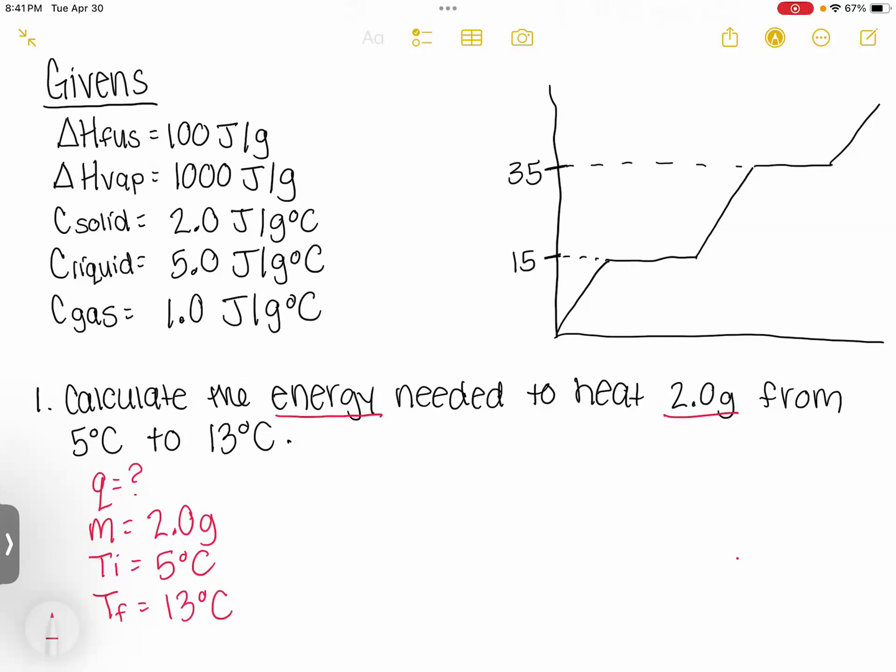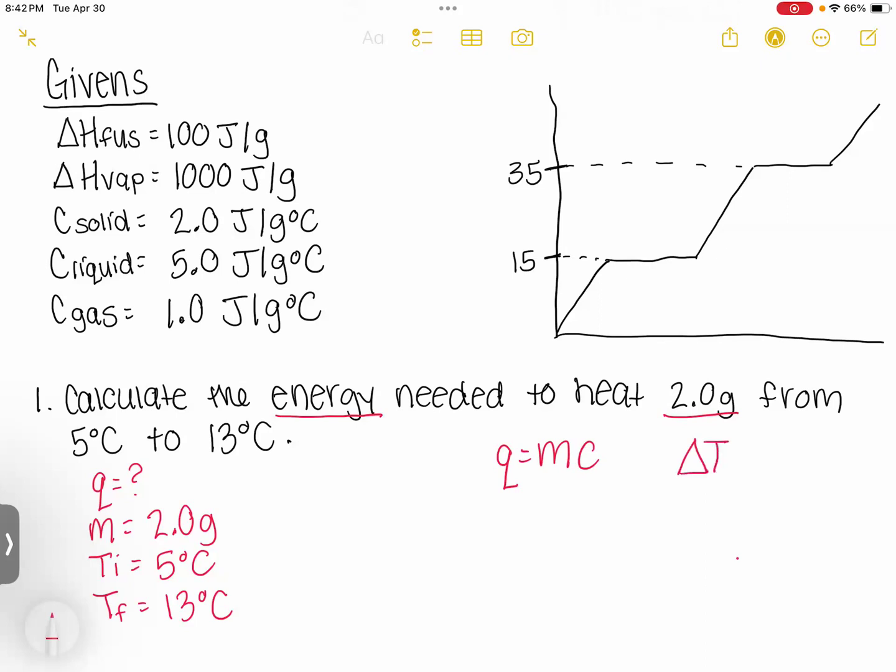So the first thing that we should do after we define our variables is figure out which equation we're going to use. If you have a temperature change, you're going to use the equation Q is equal to MC delta T.